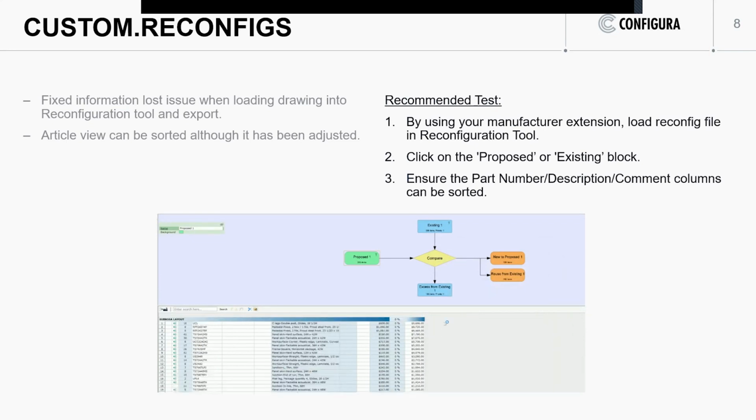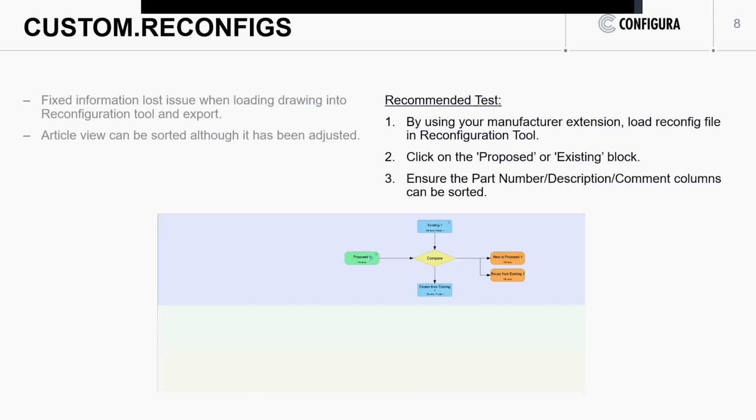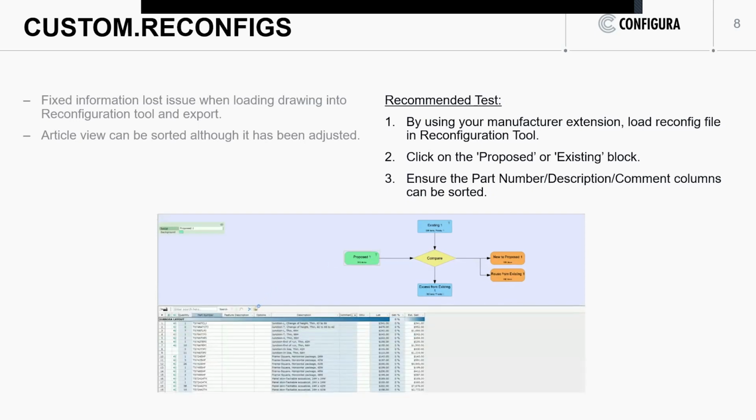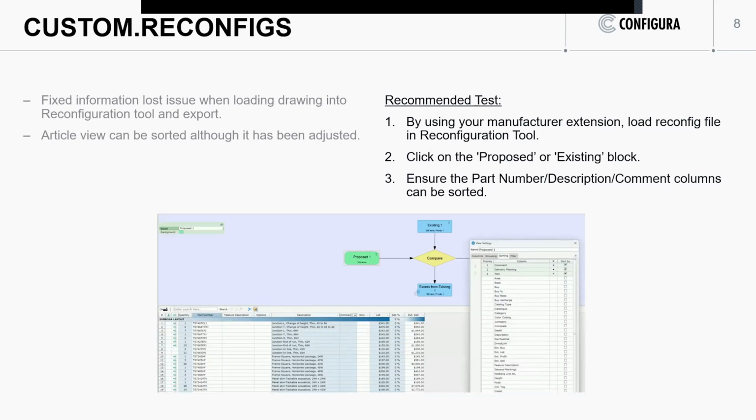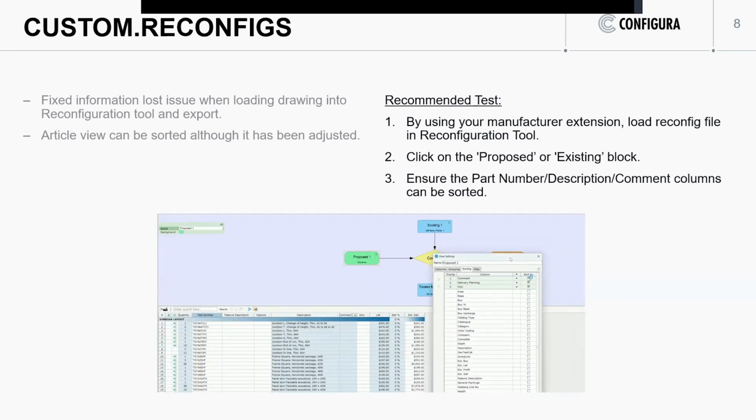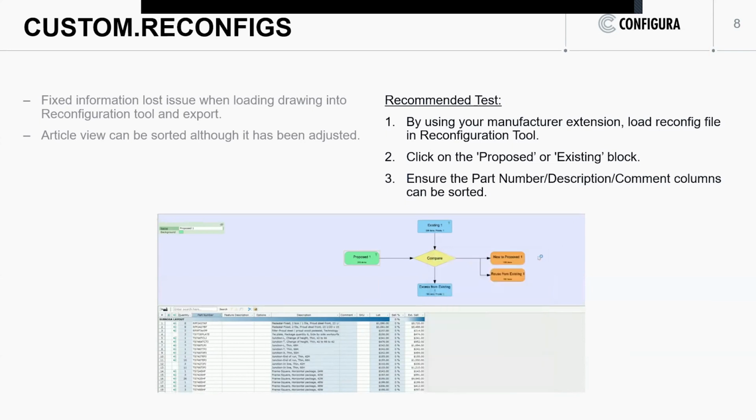Do take note that the article view might already have a sorting set before loading into the reconfiguration tool. If this is the case, then you need to uncheck all of this by opening the view settings in the article view and going to sorting, and then unchecking any sort settings that have been applied to your article view. Then it will be able to sort correctly.